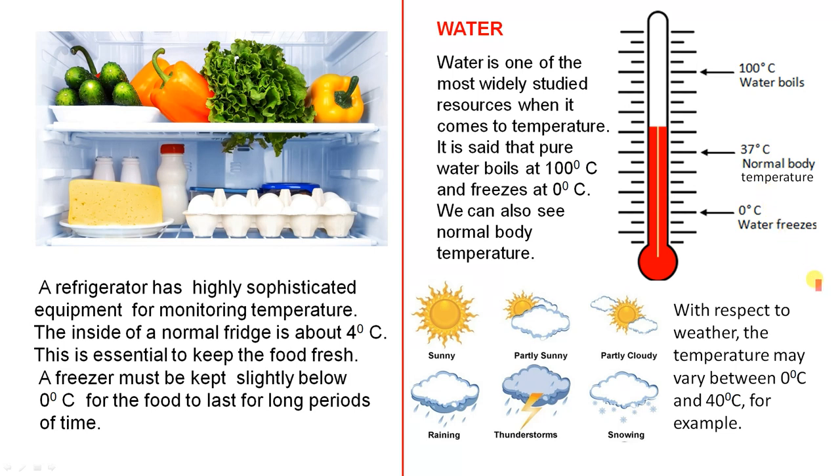With respect to weather, the temperature may vary between 0 degrees Celsius and 40 degrees Celsius, for example. That's only an example of the range. Weather can get much, much colder than this, and it gets much, much warmer than this. But these are fairly normal ranges, those two there.